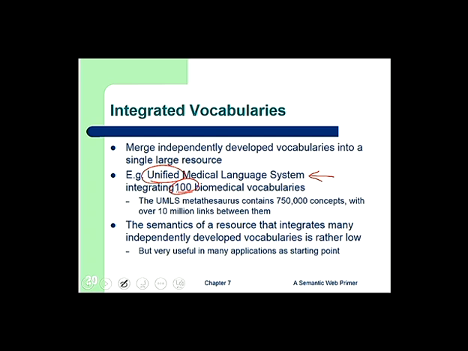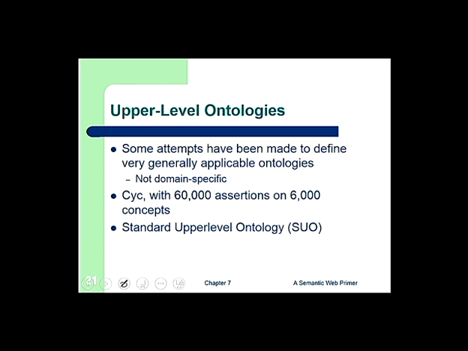Mostly the semantics of these resources are rather low, for an obvious reason. If we are integrating hundreds of resources, there will be many inconsistencies. So to agree on something common, the concepts or the semantics will be very general, very abstract. But anyway, they can always give you a starting point. You can take motivation, you can start from these resources, and you can build your own vocabularies on top of them.